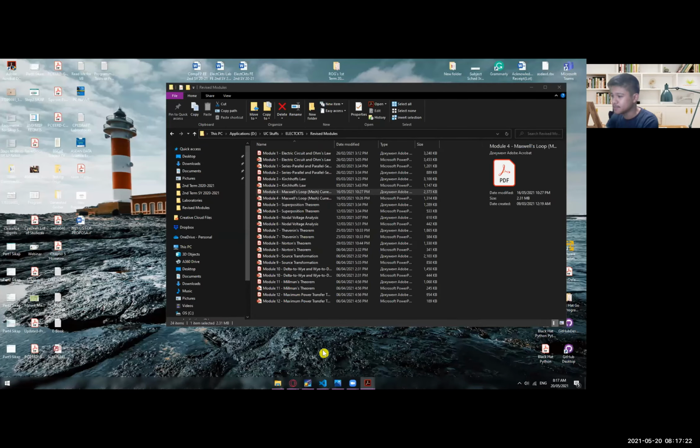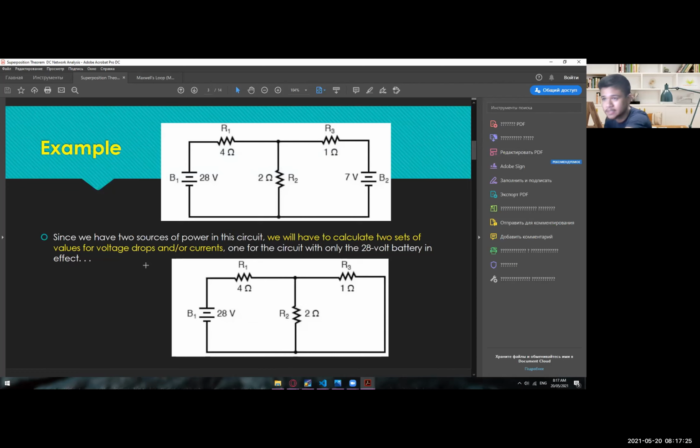Let me minimize that for now and take a look at this example. Again, we have two sources, so superposition theorem is perfect for this example. We have 28 volts and 7 volts, and three resistors. Since we have two sources of power in the circuit, we will have to calculate two sets of values for voltage drops and or currents. One is for the circuit with only the 28-volt battery in effect. As you can see, we have only considered the left side voltage source for now, and we have eliminated the other voltage source. Okay, so here's what you can do.